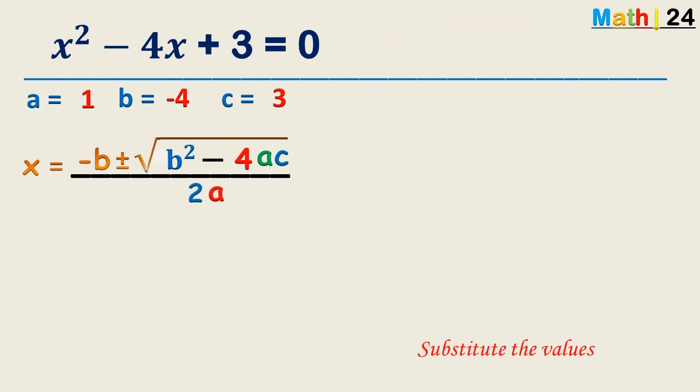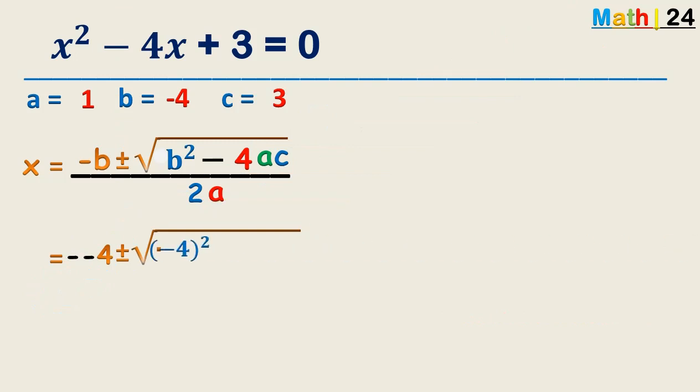We now substitute the values in this formula. We have minus 4 because there is a minus in the formula and b is minus 4, so we have those two minus signs, plus or minus the square root of b squared, that's minus 4 squared, minus 4 times a times c. In multiplying, it's good to use the parentheses in the equation. All this over 2a, a is equal to 1, so 2 times 1.